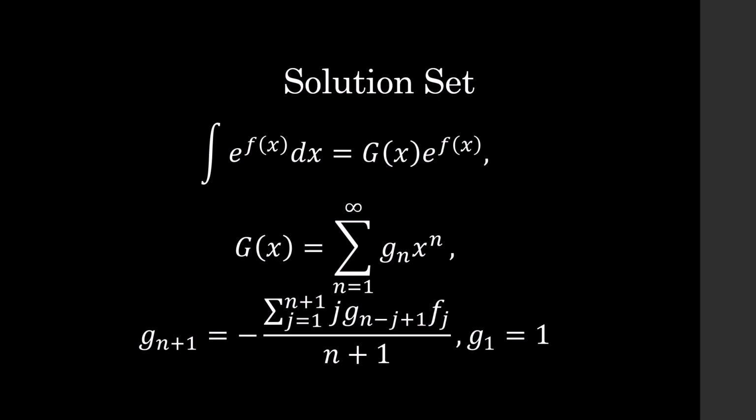So now we have our solution set, where the integral of the exponential of any function of x dx is given by another function, g of x, multiplied by the exponential, where g of x is given by the infinite series of g of n times x to the n, where the g of n are defined recursively by g of n plus 1 equal to minus the sum as j equals 1 to n plus 1 of j g of n minus j plus 1 times f j, divided by n plus 1, where the seed is that g of 1 is 1.